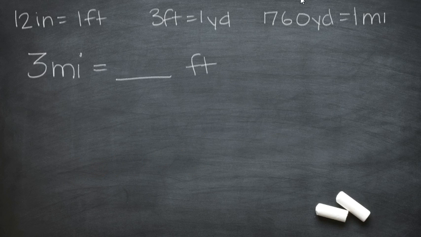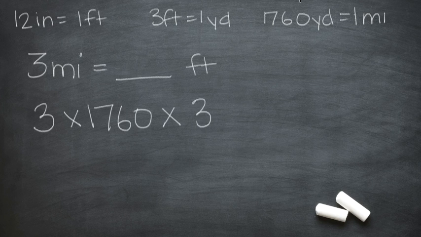For our last example, we're going from miles to feet. Now you may notice that miles goes with yards and then yards goes with feet. So this is going to be sort of a two-step problem. So first of all, if I have 3 miles, the first thing I need to do is multiply by 1,760 because each of those 3 miles has 1,760 yards in it. However, then I'm going to multiply again because each of those yards has 3 feet in it. So I'm going to multiply by 3.